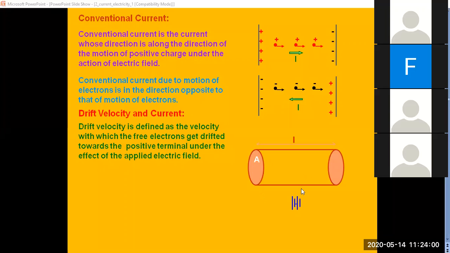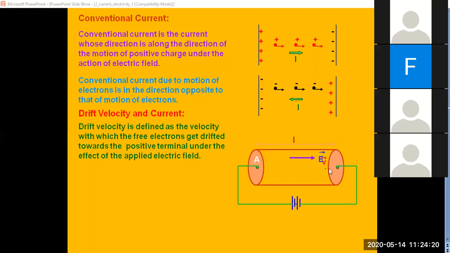You have a battery here. One single positive and one single negative, we call it a cell. If you have more than one, we call it a battery. So a combination of cells is called a battery. We'll connect it to the conductor. You can see it is connected to the ends of the conductor.